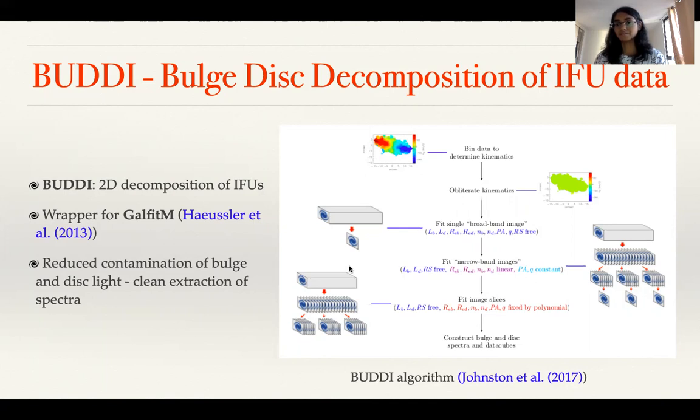by creating wavelength-dependent models. The concept of multiband fitting in general showcases a boost in signal to noise by making use of information from all available bands. And this is exactly what BUDDI does with the many wavelengths of an IFU data cube. At the end, BUDDI gives the clean bulge and clean disk spectra with minimal contamination of either component on the other, so representing pure bulge and pure disk spectra.